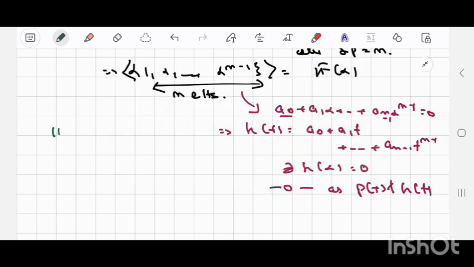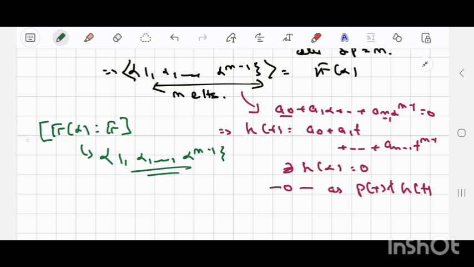So what did we prove? We proved that F(alpha) over F contains the basis 1 to alpha to the power n minus 1, and therefore its dimension, the dimension of F(alpha) over F, should be n, and n was the degree of the minimal polynomial p(t), right? Now I think it's clear. Okay, fine.